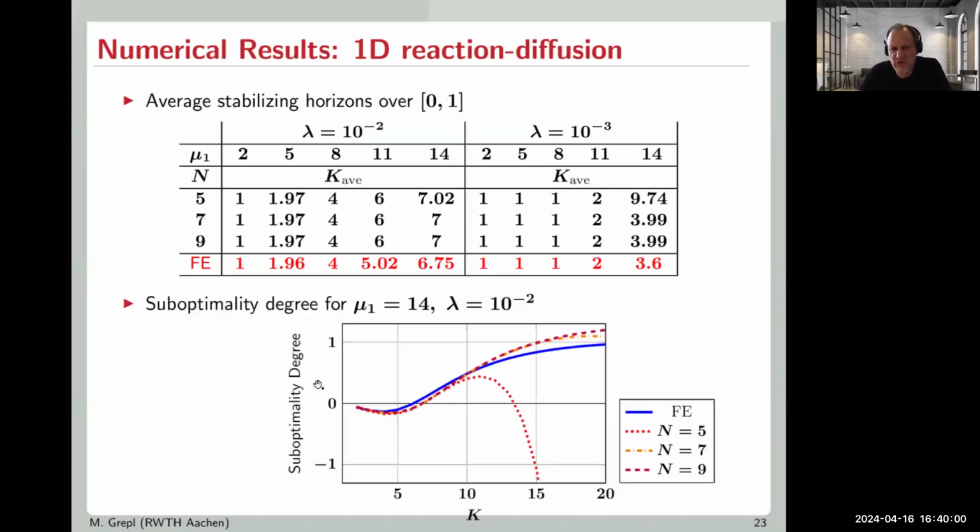Again, if we plot the suboptimality degree, you can see it is less than 0 in the beginning, and then at one point becomes greater than 0. And at this point, we know that the feedback law starts to stabilize. And if we increase n, you can see that we basically approach the finite element suboptimality degree.